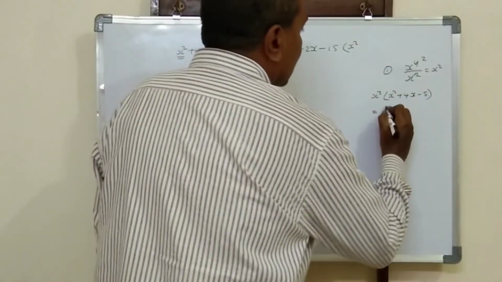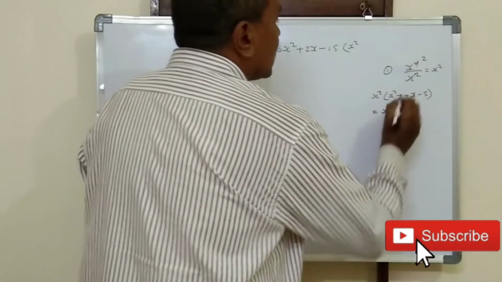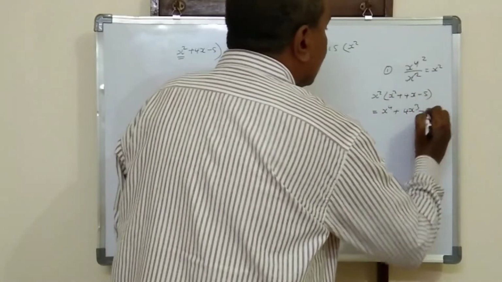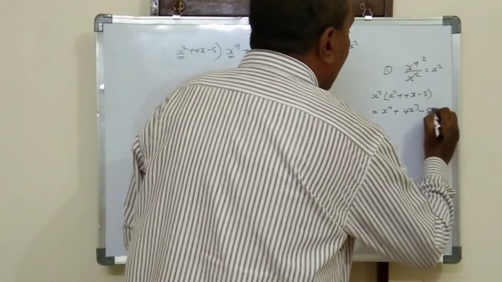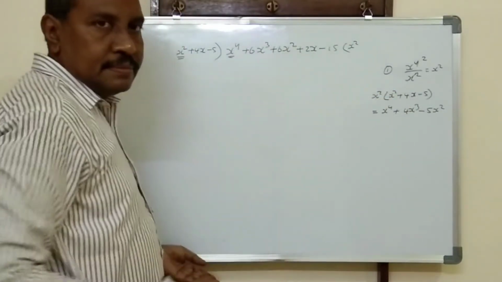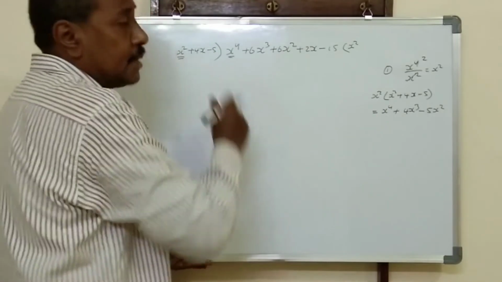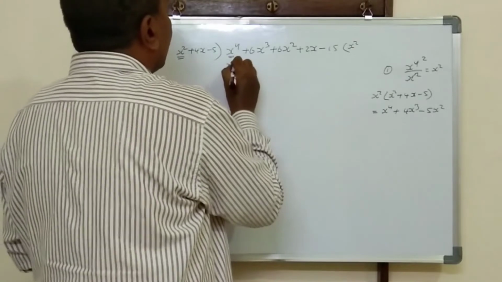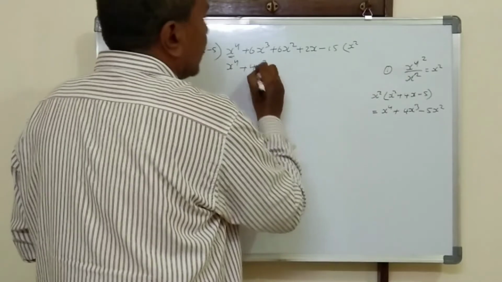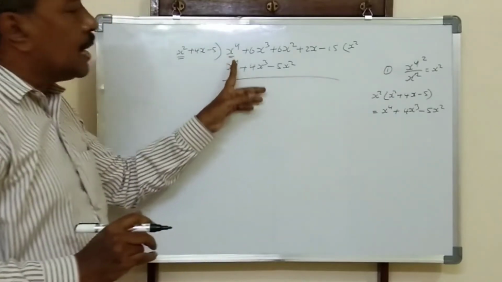x square into x square, x power 4, plus into plus is plus, x square into 4x, 4x cube, plus into minus is minus, x square into 5, 5x square. Okay, so this should be arranged under this polynomial. So bring it, taking like terms under like terms, x power 4 under x power 4, plus 4x cube under 6x cube, minus 5x square. So like terms should be arranged under like terms.